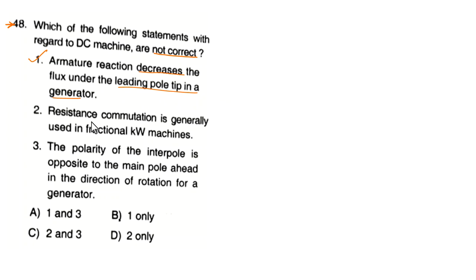Next one, resistance commutation is generally used in fractional kilowatt machines. That is a correct statement. The polarity of the interpole is opposite to the main pole, ahead in the direction of rotation for a generator. This is a wrong statement. The actual statement is that the polarity of the interpole is opposite to the main pole, ahead in the direction of rotation of the motor. So the first statement is correct and incorrect statements are 2 and 3. The answer is C. Next question.